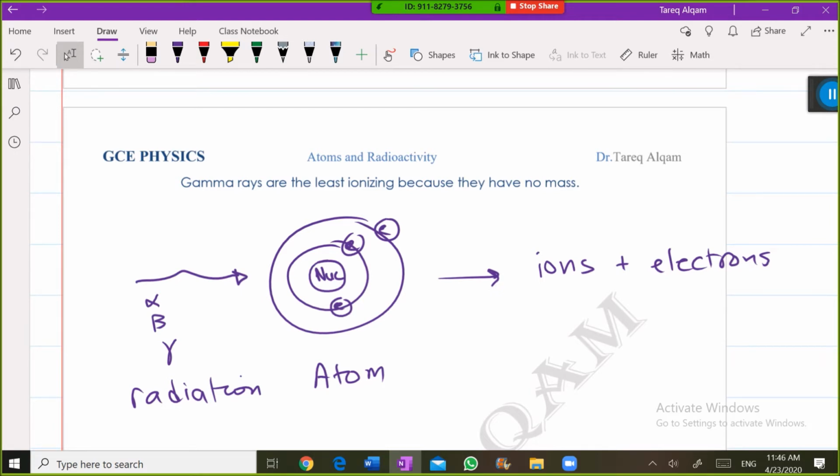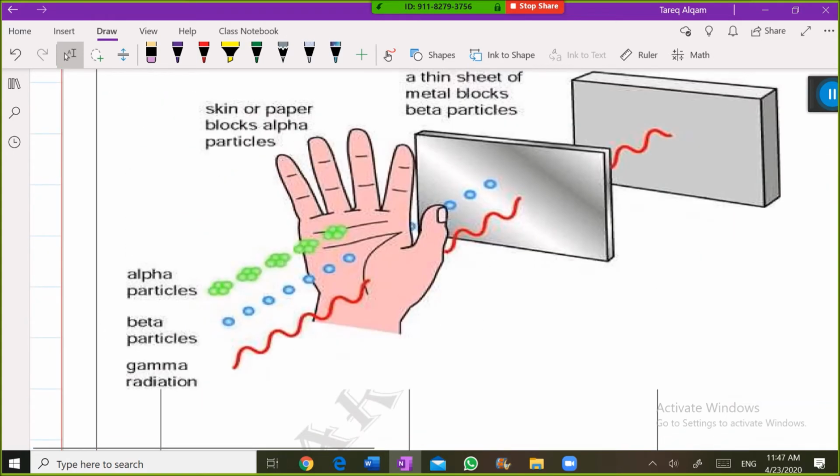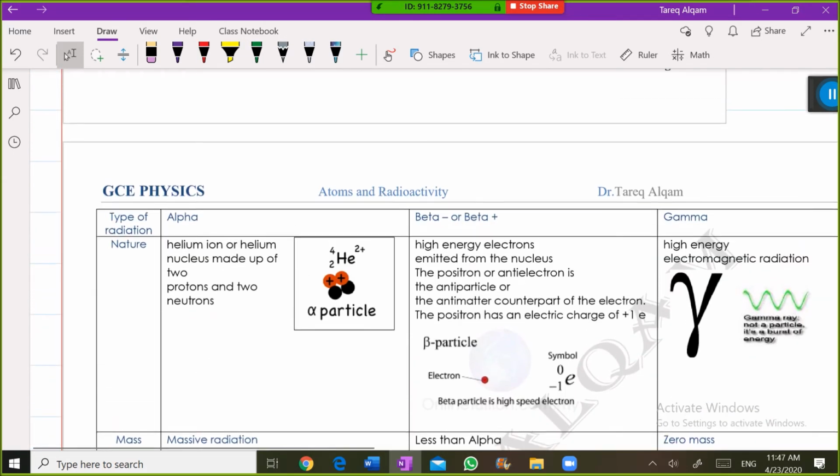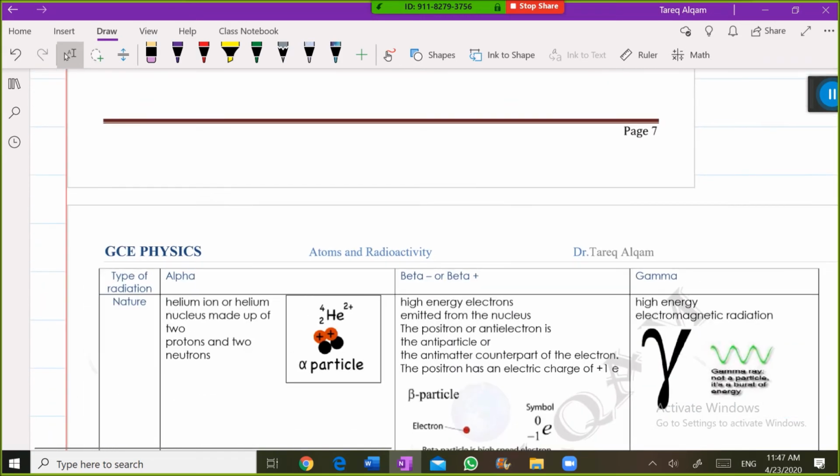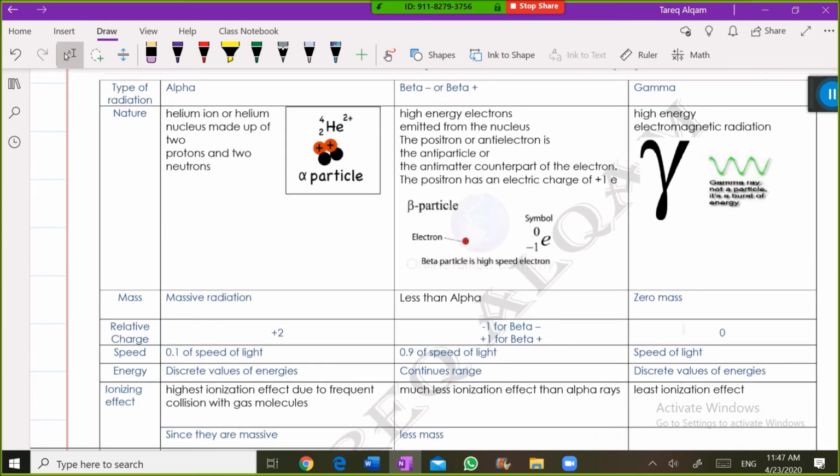This ionization depends on the size and the mass of the radiation. The one that has larger mass or larger size, like the alpha, will have a higher probability to collide with atoms and higher momentum as well. So it has a higher ionization effect.